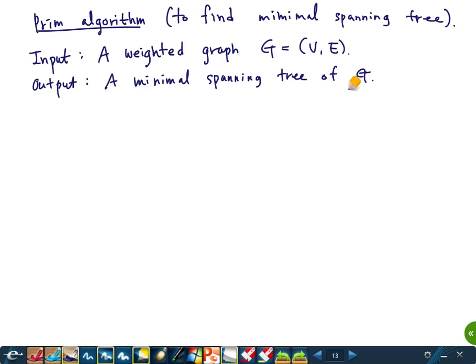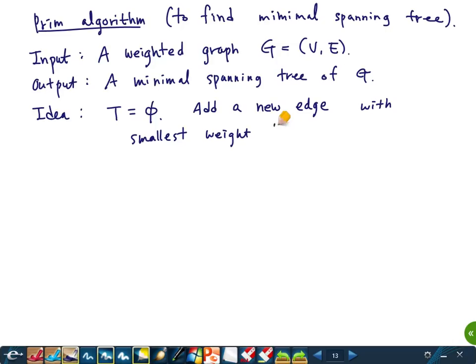So let me tell you the idea of the algorithm first. First, set T to be an empty graph, and then we are going to increase this tree so that it becomes eventually a spanning tree. The idea is to add a new vertex, because we need to connect all the dots. Add a new vertex with an edge. If you add an edge, you will automatically add a vertex together. Add a new edge with smallest weight to increase the size of T. That's it.